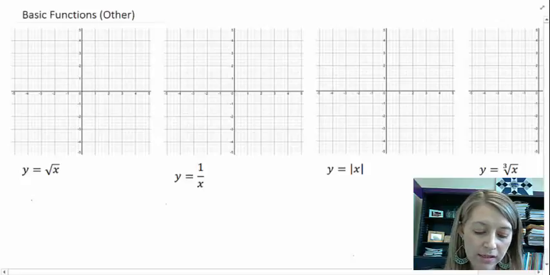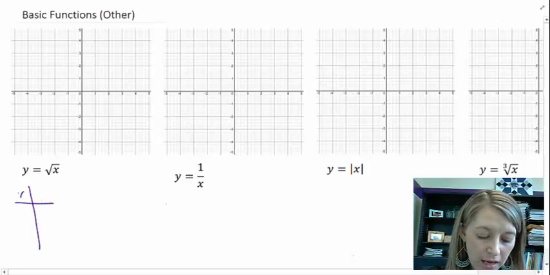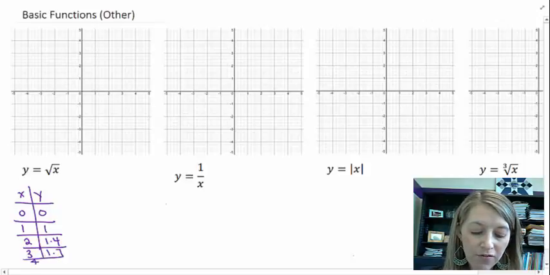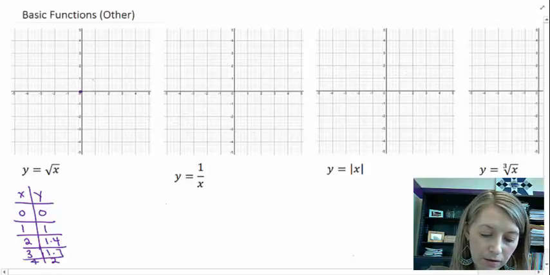Okay, square root of x. If I plug in 0 for x, I get out 0. Square root of 1 is 1. I can plug in 2. It doesn't give me a pretty number. I can plug in 3. It also doesn't give me a pretty number. If I plug in 4, I know the square root of 4 is 2. And so let's start there.